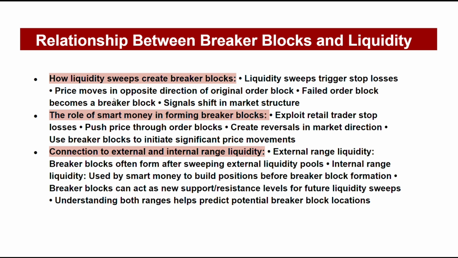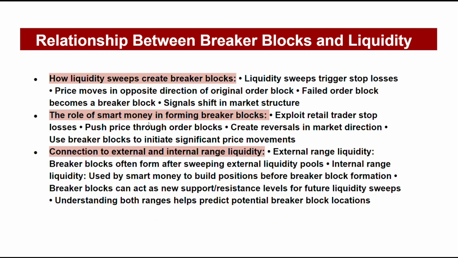We have the failed order block, which then becomes a breaker block, right? Due to the liquidity sweep and the nature of the institutional order flow, price will have enough displacement and liquidity to move higher or lower, closing above or below the original order block in the direction that we'd like to see. This, all in all, will signal a shift in the market structure, giving us validation for a potential reversal.